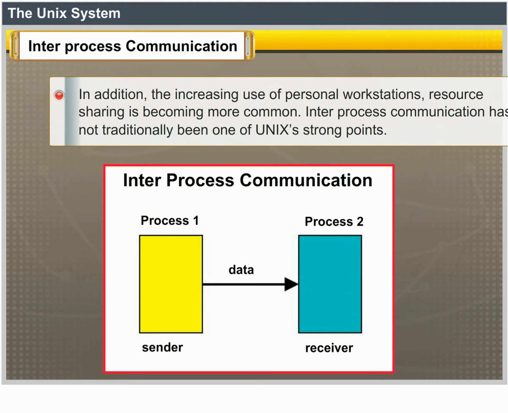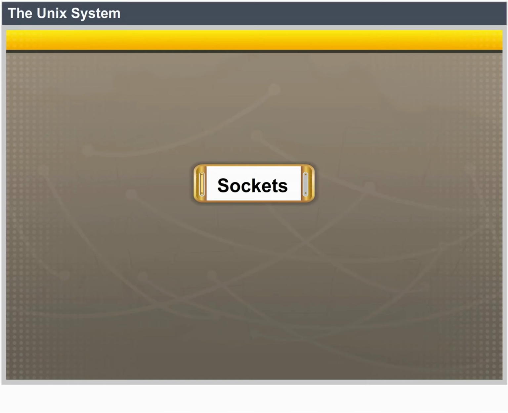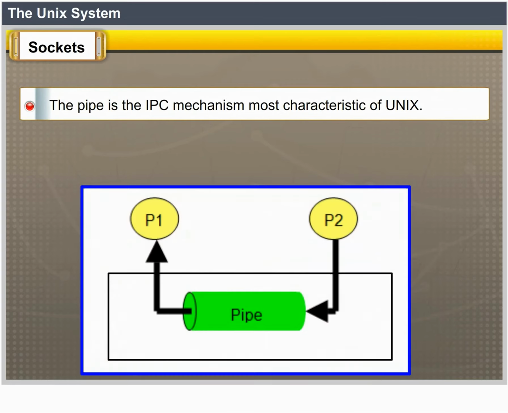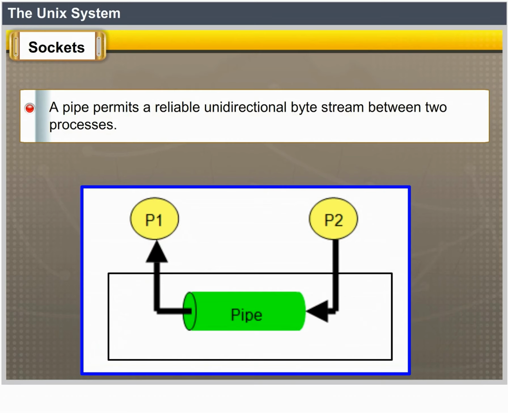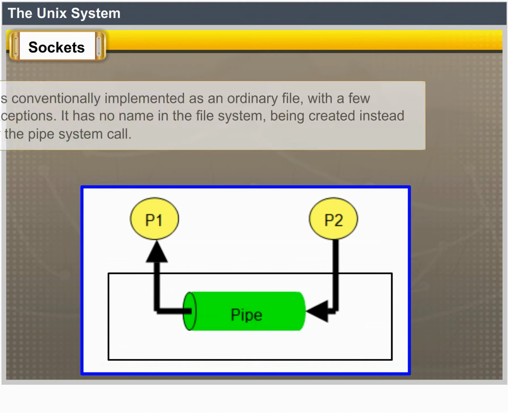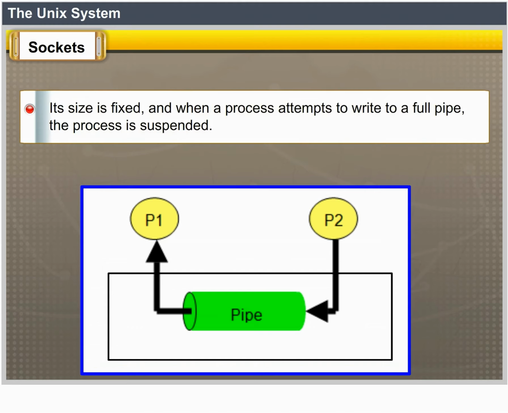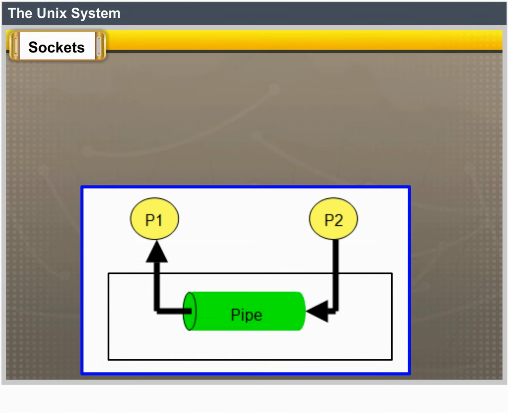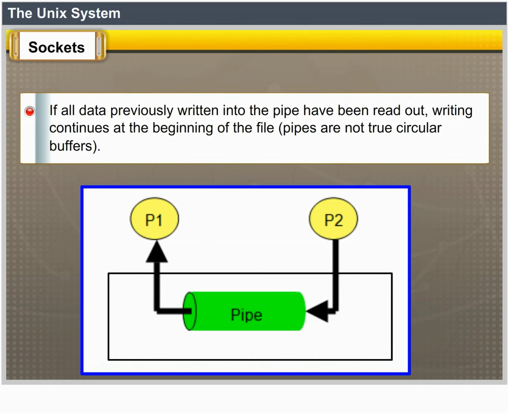Sockets. The pipe is the IPC mechanism most characteristic of Unix. A pipe permits a reliable unidirectional byte stream between two processes. It is traditionally implemented as an ordinary file with a few exceptions. It has no name in the file system, being created instead by the pipe system call. Its size is fixed, and when a process attempts to write to a full pipe, the process is suspended. Once all data previously written into the pipe have been read out, writing continues at the beginning of the file.